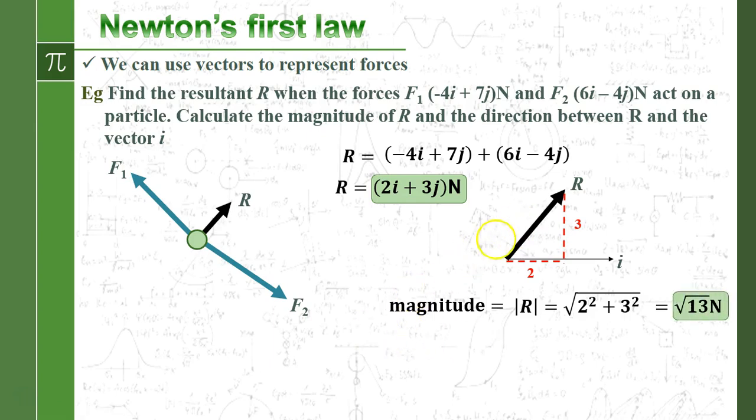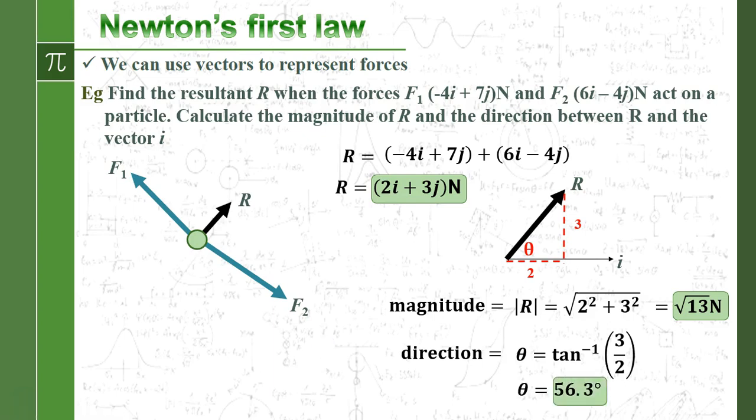And then the other part of it is going to be the direction. So we need to work out the angle theta, that angle there. So that's going to be a quick trig job, and we can use tan. So theta is tan to the minus 1 of 3 over 2. And so what we get is an angle of 56.3 degrees to the i direction.